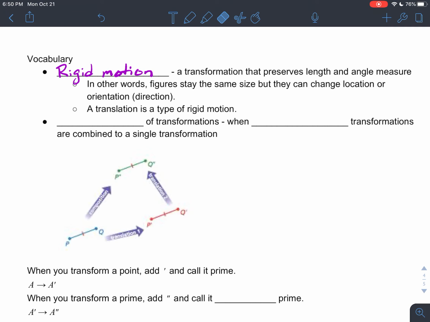Then the next vocab word is composition.